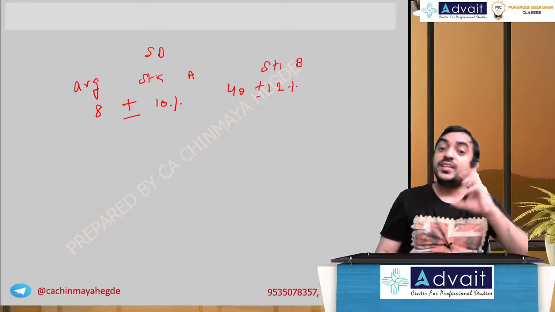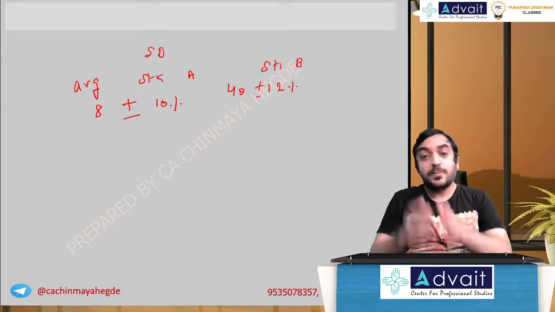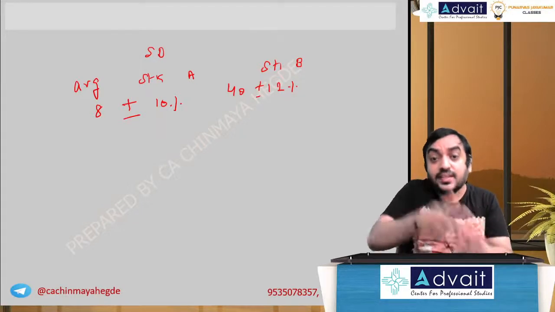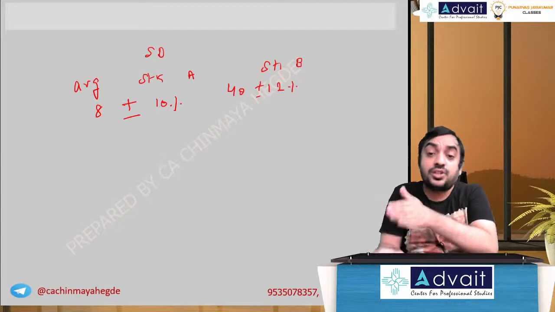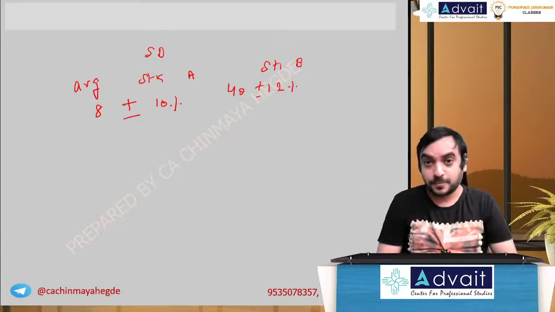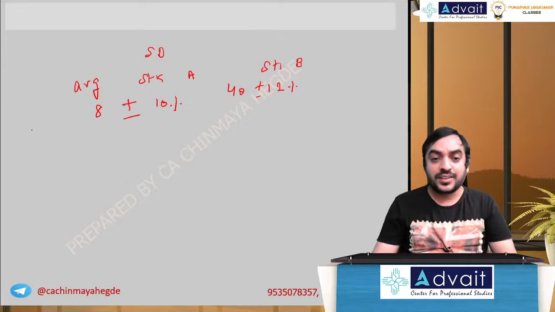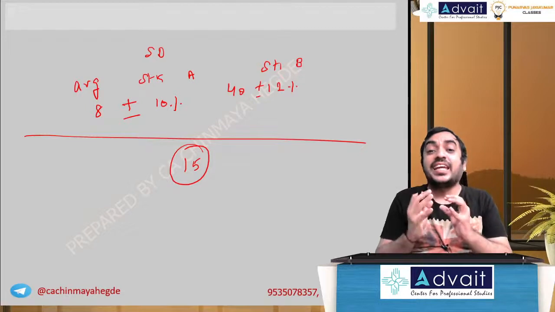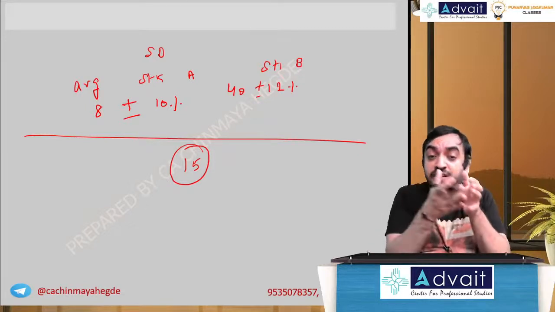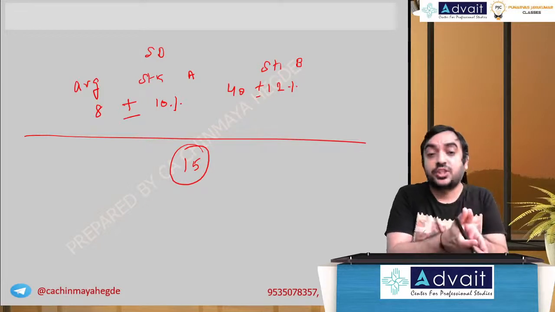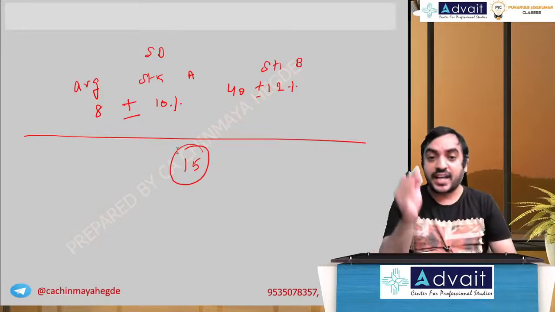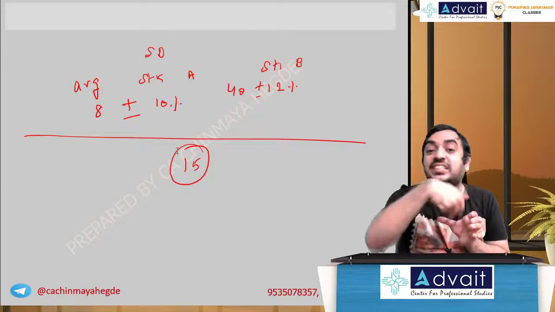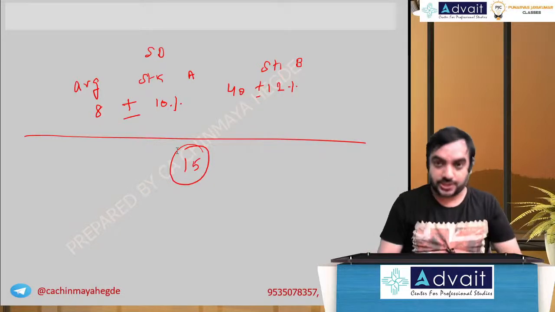But if you compare it with the average, maybe stock A is riskier because 10% from its average of 8 is a higher movement than 12% standard deviation from its average of 40. Hope you understand. So what is standard deviation? If I say 15%, that means stock is likely to move by 15% from the average returns of the stock. So standard deviation is the deviation of movement with respect to its specific average.